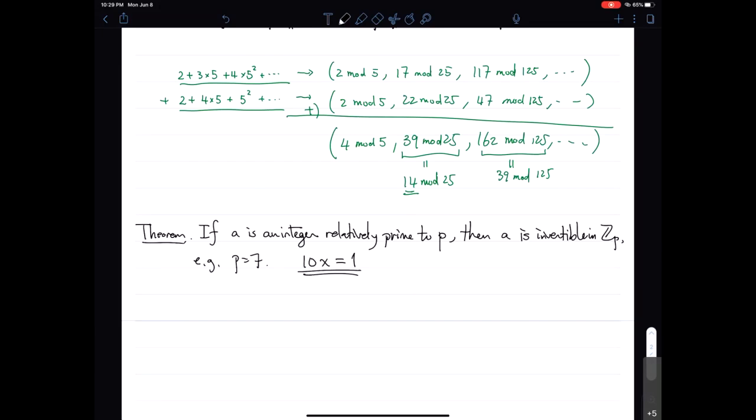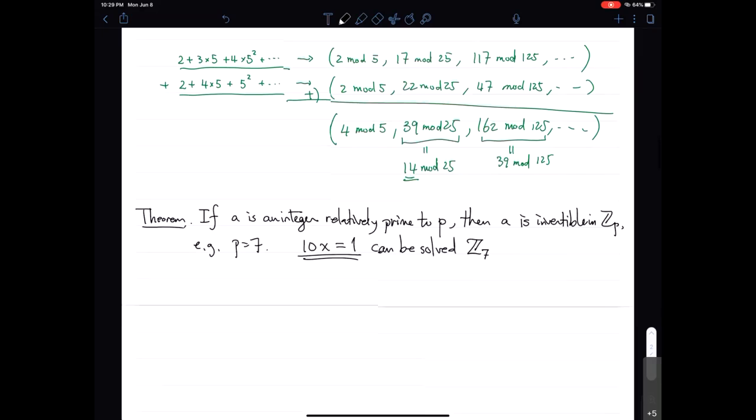Here's an example. Maybe if p equals 7, then what I'm saying is that if I write, for example, 10 times x equals 1, it can be solved. Well, we know it can be solved over Q, but it actually can be solved in Z_7. You don't have to go to the rational numbers. In the 7-adic integers, you just solve it.